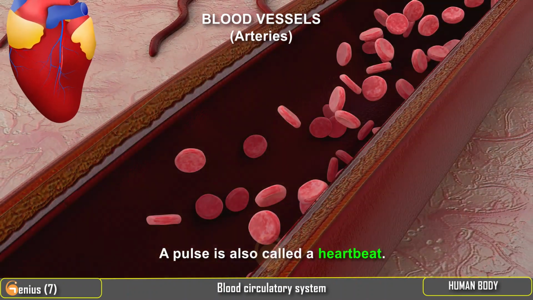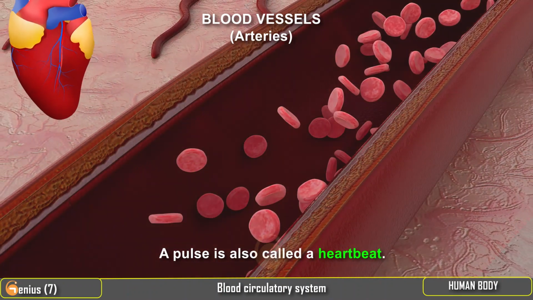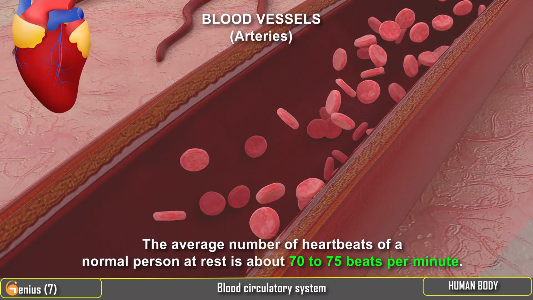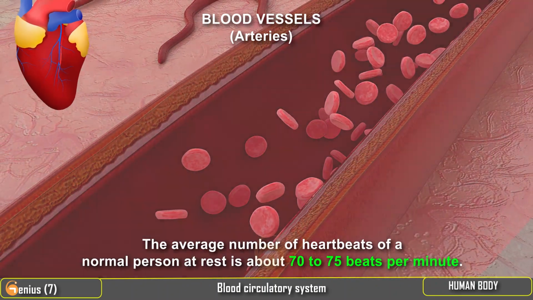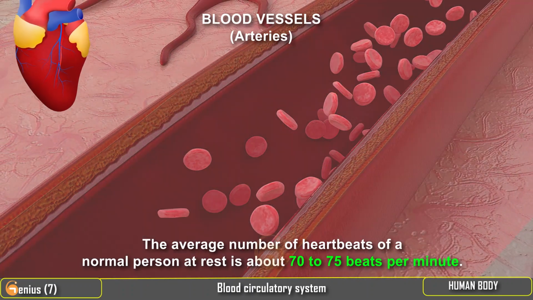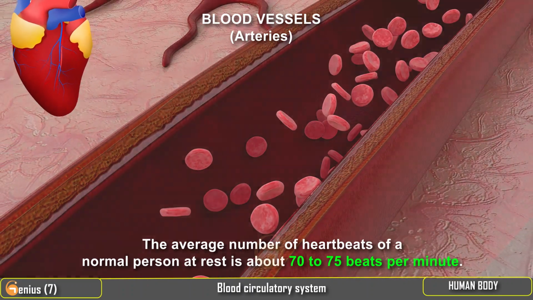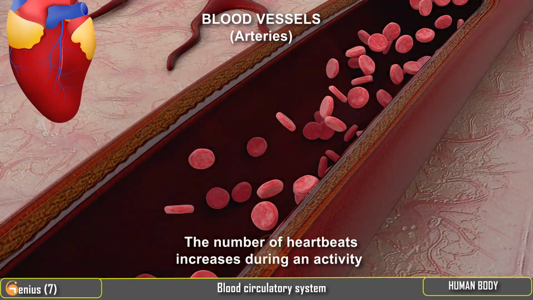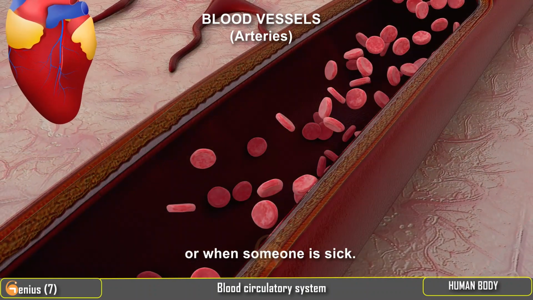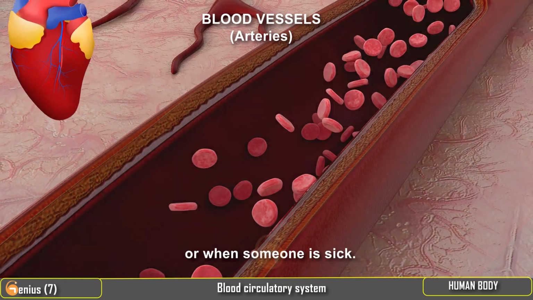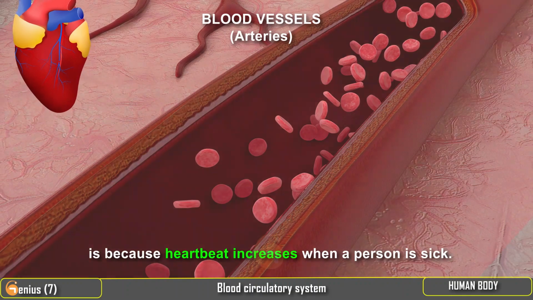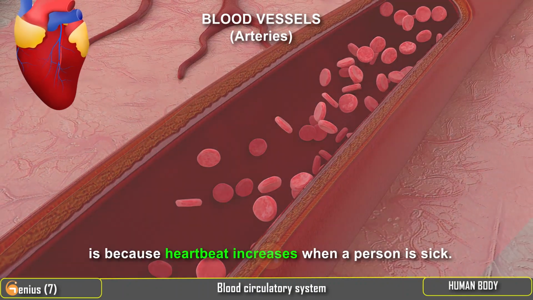A pulse is also called a heartbeat. The average number of heartbeats of a normal person at rest is about 70 to 75 beats per minute. The number of heartbeats increases during an activity or when someone is sick. The reason why doctors check the heartbeat of a patient is because heartbeat increases when a person is sick.